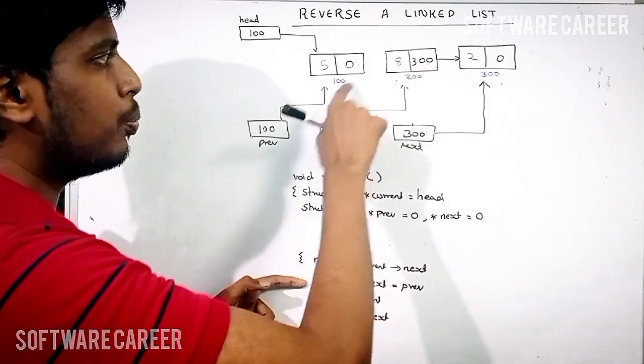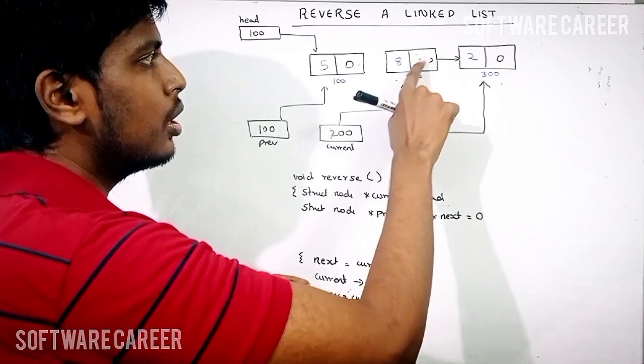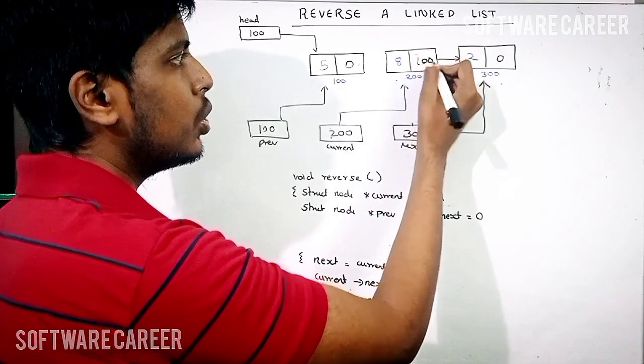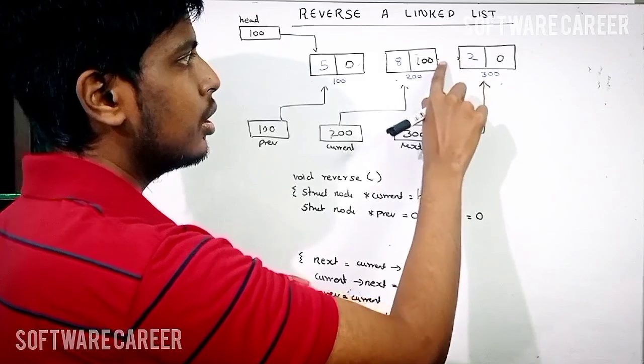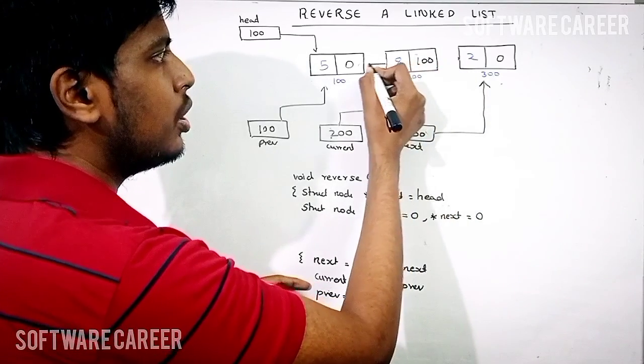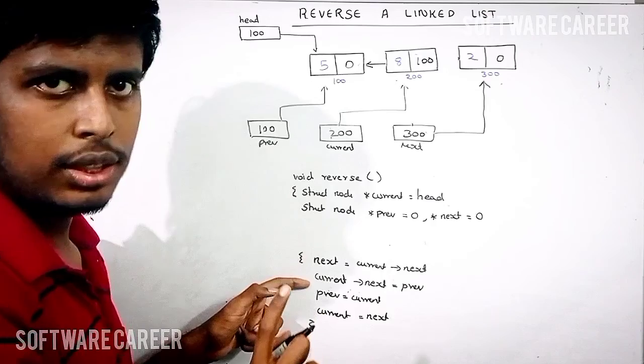Here I should store the address of previous. Previous is 100, so 100 is stored here. So this link gets cancelled, and this node will point to the first node that has address 100.